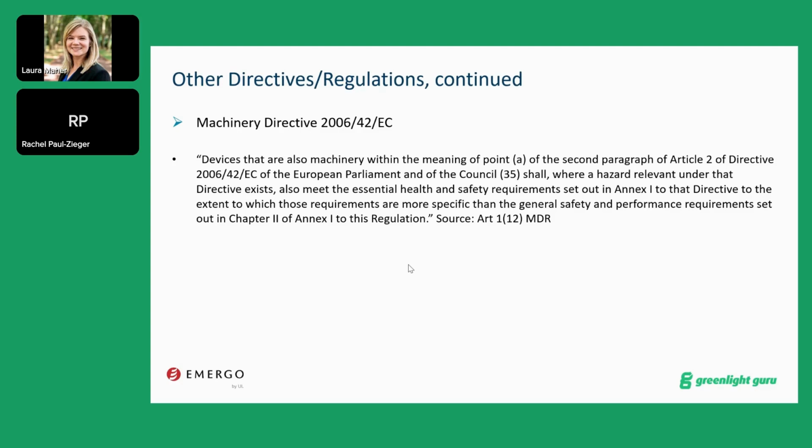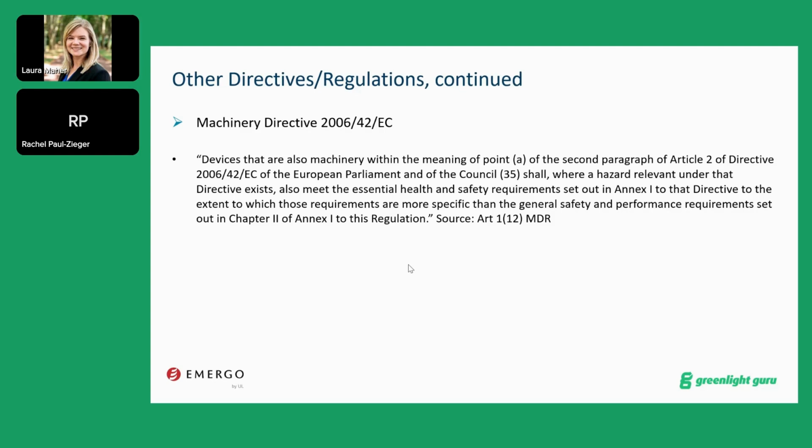Thank you. All right, next question. When beginning the compilation of the GSPR checklist, should the GSPR checklist be established when design is frozen or at the moment that the technical file documentation is compiled?